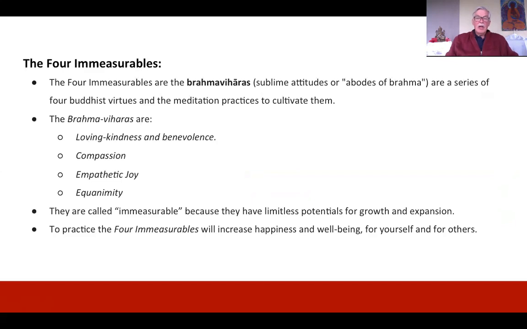They also exist in Indian philosophy, the Brahma Viharas, the abode of Brahma. Brahma is like the king of the gods, but also he's a little bit synonymous with absolute reality. Okay, so the 4, and I'm going to spend time on them, are loving kindness, compassion, empathetic joy, and equanimity.